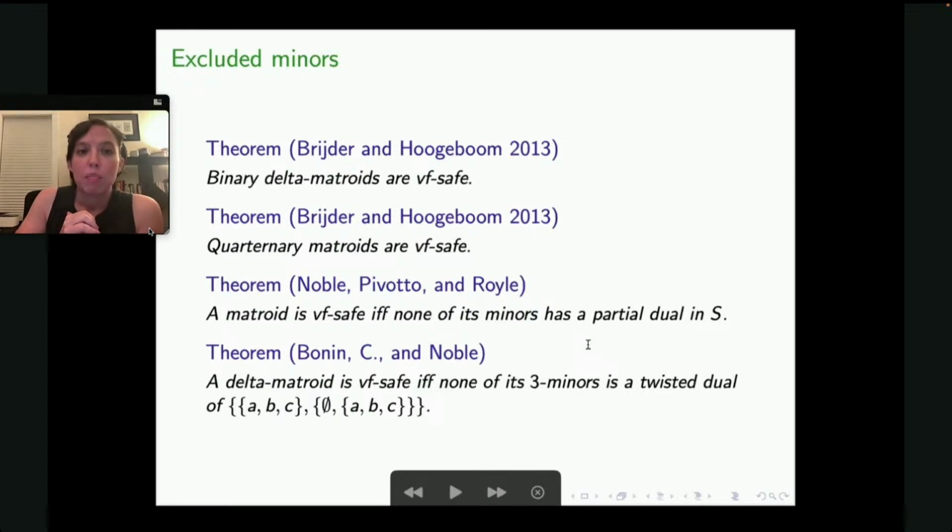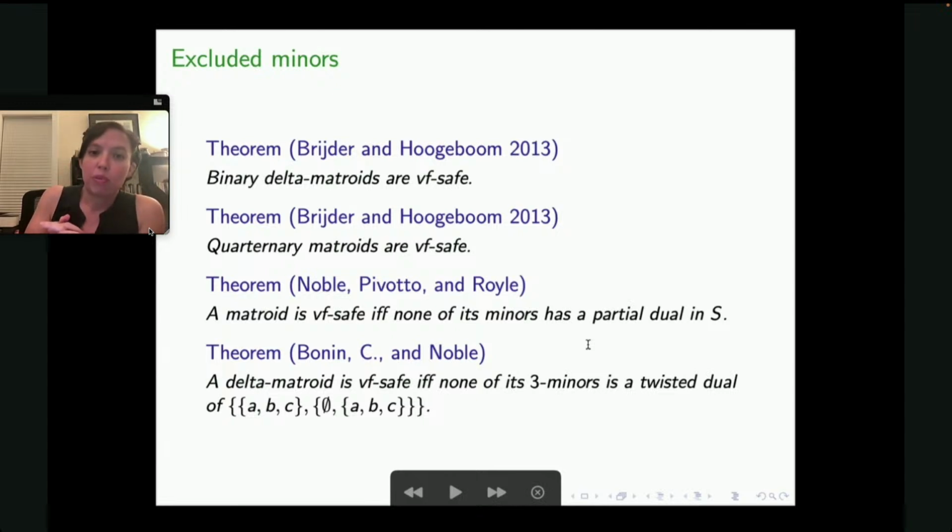So binary delta matroids are VF safe. So that's a cool class of delta matroids that have skew symmetric representations over the 2-element field. And that's Brijder and Hoogeboom. And they also prove that quaternary matroids are VF safe. So you don't leave that class by doing loop complementations.